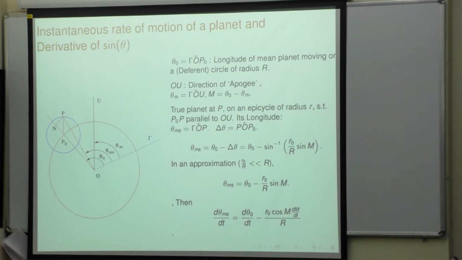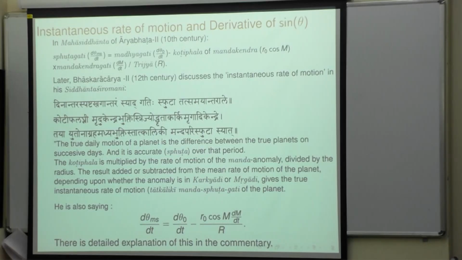So then, what is the rate of motion of this? You see, this is called the longitude or position of the planet. What is the rate of motion? The modern way is just to differentiate this. You get this, right? It is easy. So this is the rate of motion. In fact, Aryabhatta 2, in the 10th century, gives this kind of thing. He gives essentially this formula, basically. He doesn't explain it, he just states it.